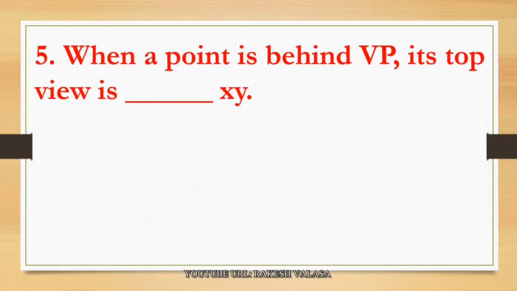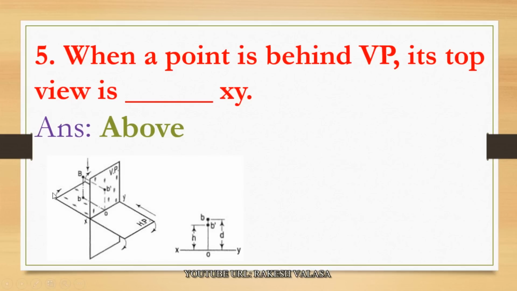Question number 5. When a point is behind VP, its top view is dash XY. Answer: above XY. Here the given question is a point behind VP. Two conditions are there. The point is in the second coordinate. Here the front view is above XY and the top view is above XY, because the top view falls on the horizontal plane. When we rotate the horizontal plane 90 degrees clockwise, the top view goes above XY.